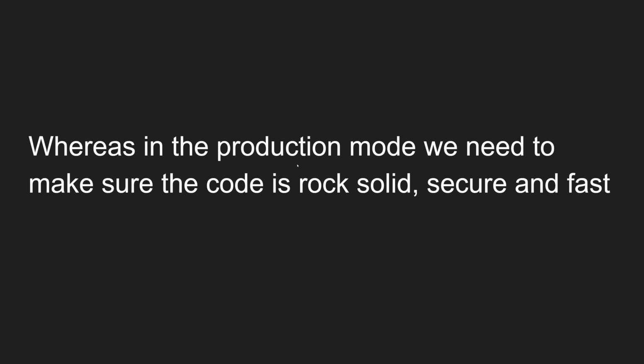Whereas in production mode, we need to make sure the code is rock solid. It should be solid, secure and fast. It should be secure and solid, so we cannot change anything, and it should also be very fast. In production mode, we need some extra things to happen. Both development and production mode do the same things, but in production mode some extra stuff will happen.